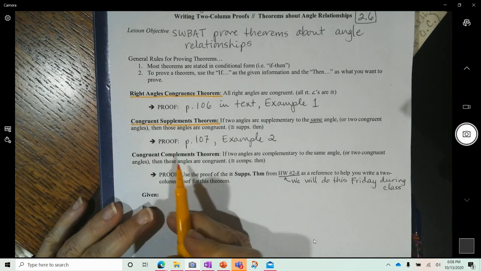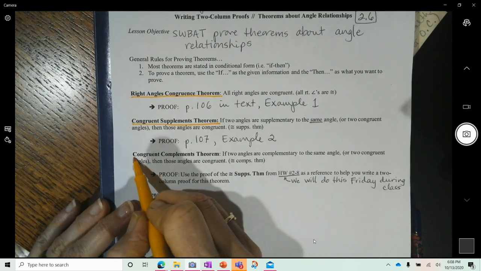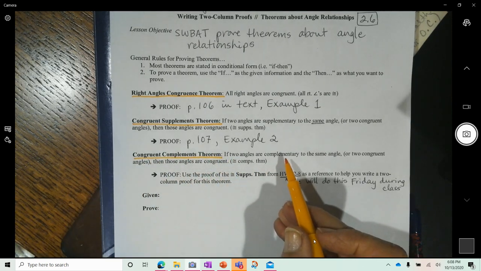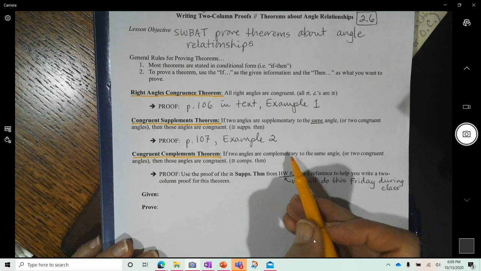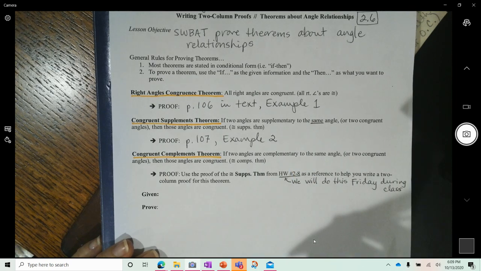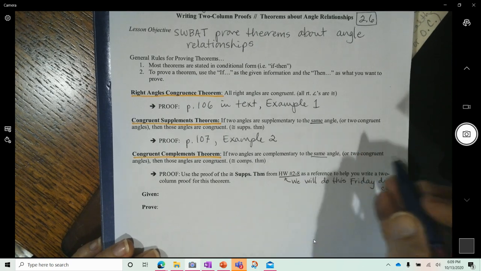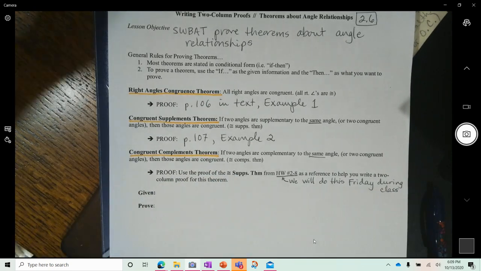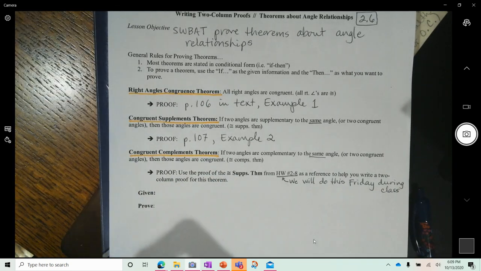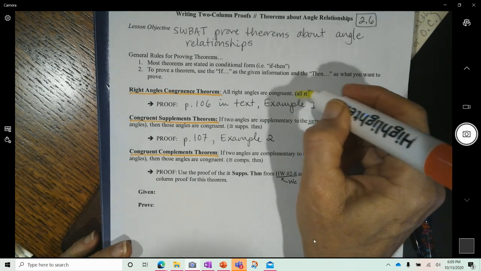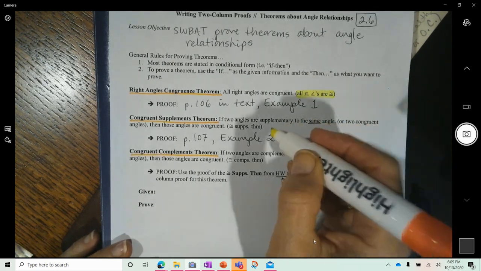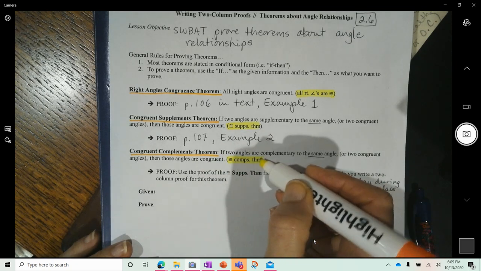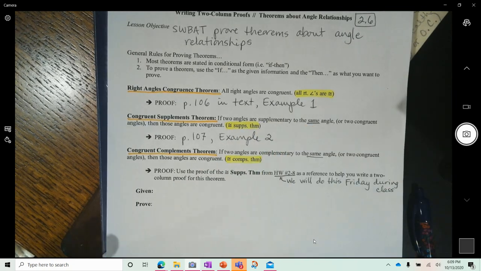Just like the supplements, we also have the congruent complements theorem. If two angles are complementary to the same angle, again it has to be the same angle, or two congruent angles, then those angles are congruent. I think I'm going to do a little color here. So this is how we're going to abbreviate them. This is the congruent complements theorem.